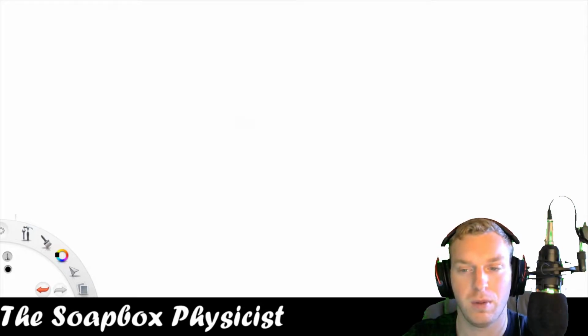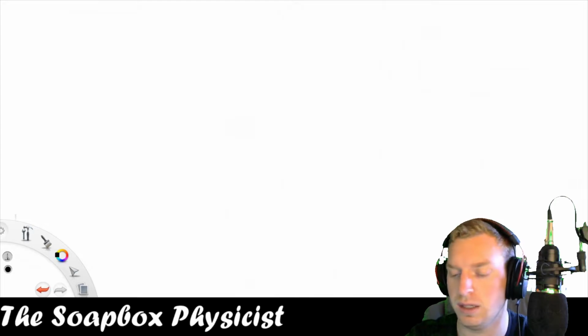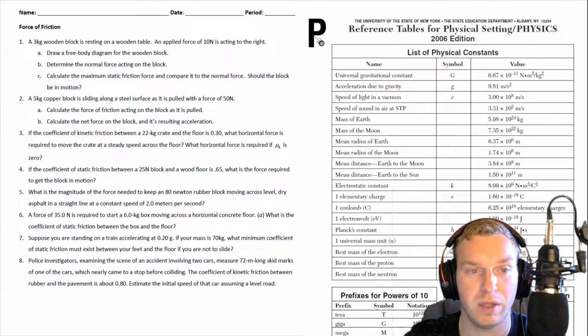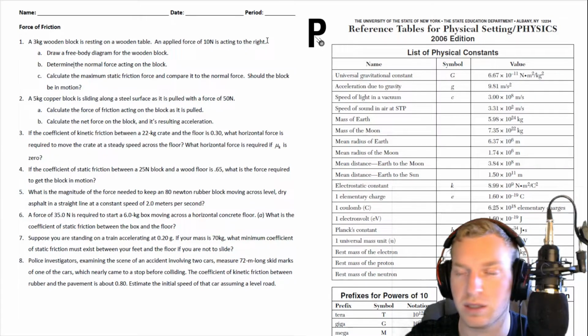So what we're going to be doing today is an EOC problem that I assigned to my students for force of friction, and it looks like this. It's going to be question 1 of this worksheet. It reads, a 3 kilogram wooden block is resting on a wooden table, an applied force of 10 newtons is acting to the right.